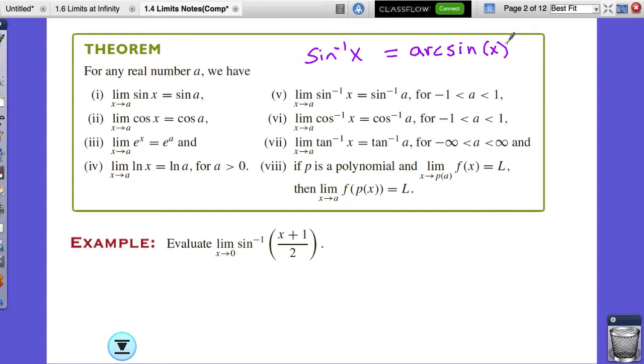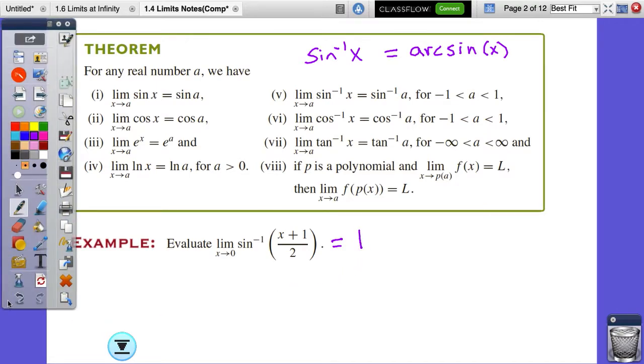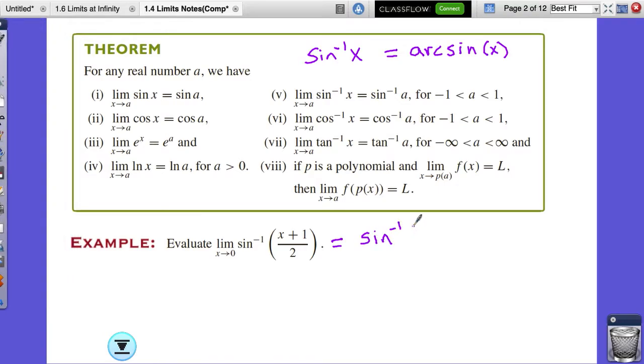All right, so let's look at this example. This theorem says I can plug the 0 in by direct substitution, as long as what's inside there is actually in the domain of the inverse trig function. And the domain of the inverse sine is between -1 and 1. So if I plug 0 in, I don't have a limit anymore because I'm plugging it in. I have the inverse sine of 0 plus 1 over 2, so I get the inverse sine of 1/2.